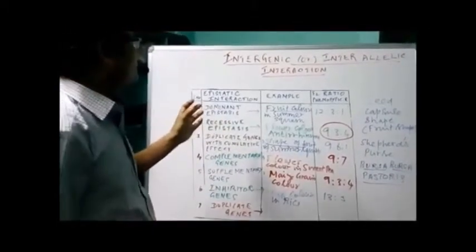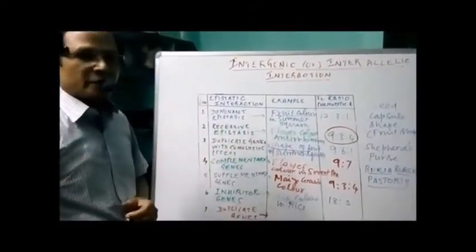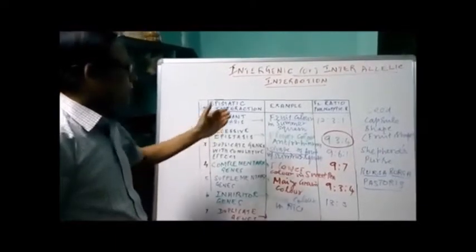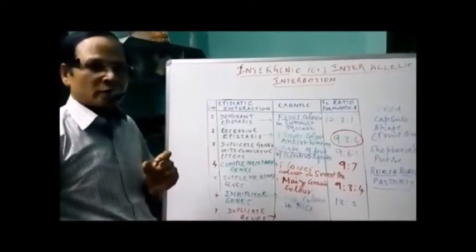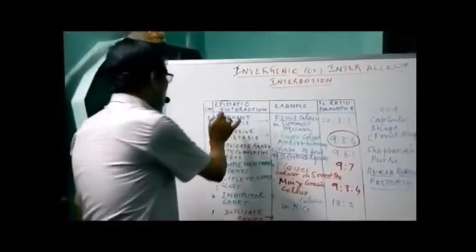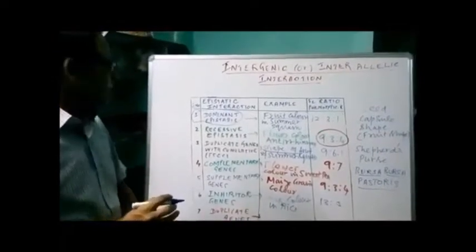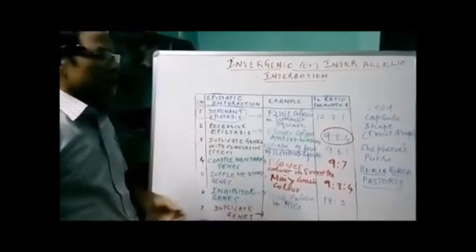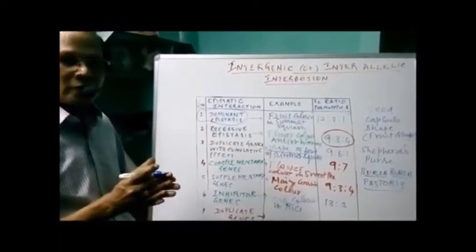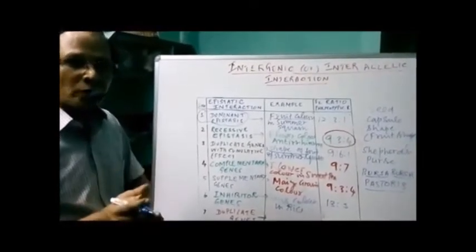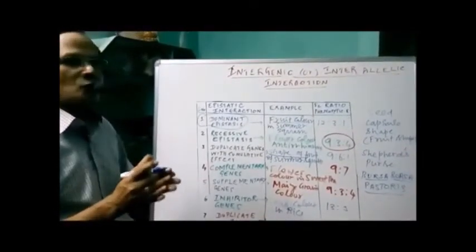So these are the different types of intergenic interactions. In the syllabus we do not have all of them. We have only one example to study, that is dominant epistasis. We will study the fruit color in summer squash in detail in some class, related to dominant epistasis, where the phenotypic ratio 9:3:3:1 is modified into 12:3:1.